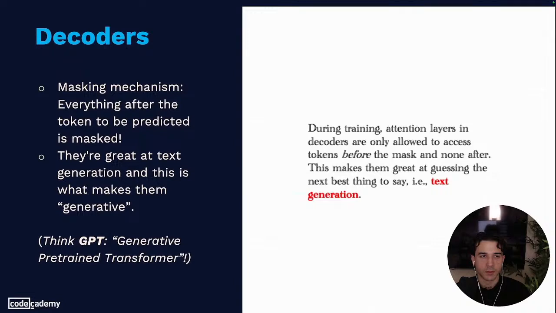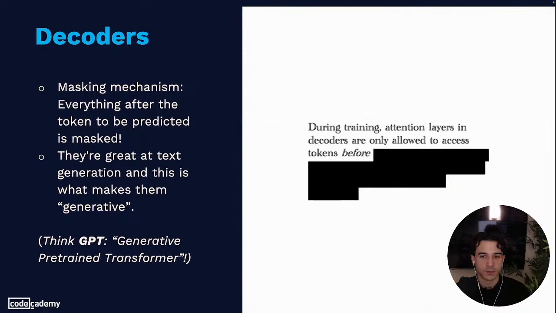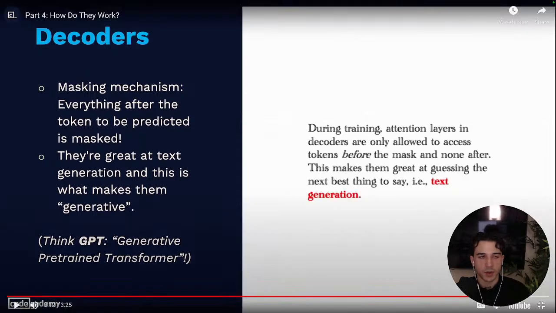Decoders mask words during training in a way that everything after the word or phrase that they need to predict is masked. This makes them really good at completing sentences. Attention layers here, at any given instance, can only access words before the mask and have no access to the text that comes after. Let's pause there.